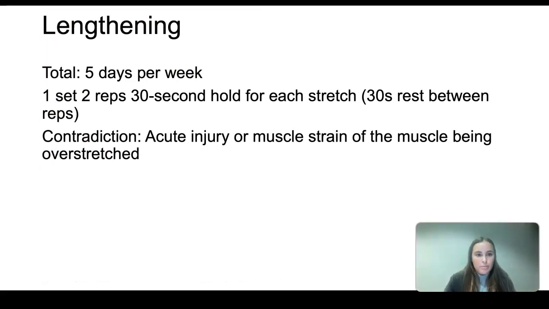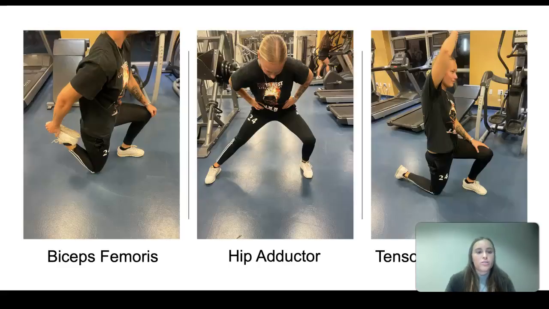Lengthening. I will have my client do 5 days per week as well. 1 set, 2 repetitions, 30 seconds for each stretch per muscle, and they'll rest 30 seconds between reps. Any contraindication for her would be an acute injury or muscle strain of the muscle being overstretched.